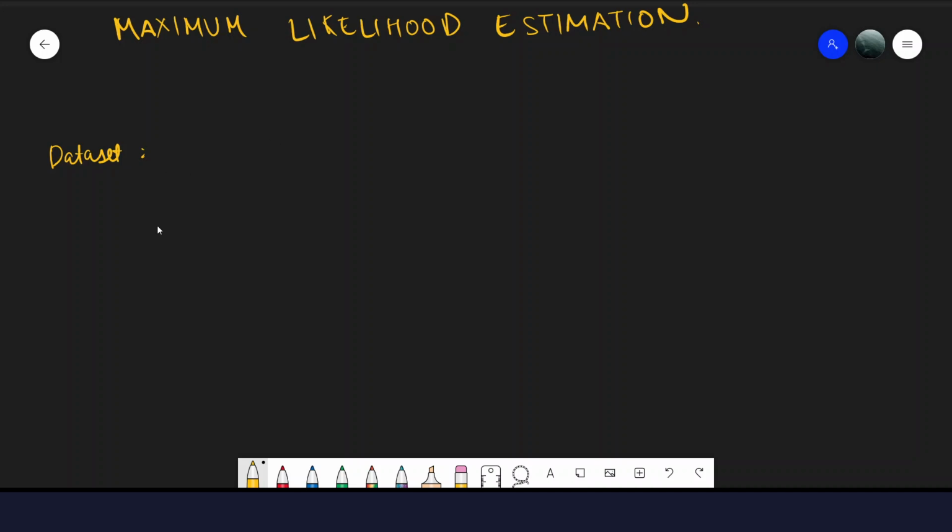Now, if I have to draw inferences about the population, or if I want to find the population parameters using the sample, there are basically three ways you can do that. There are three techniques that help you draw inferences about the population from the sample. The first one is the maximum likelihood estimation. The second one is the Bayesian estimation. And the third one is the method of moments.